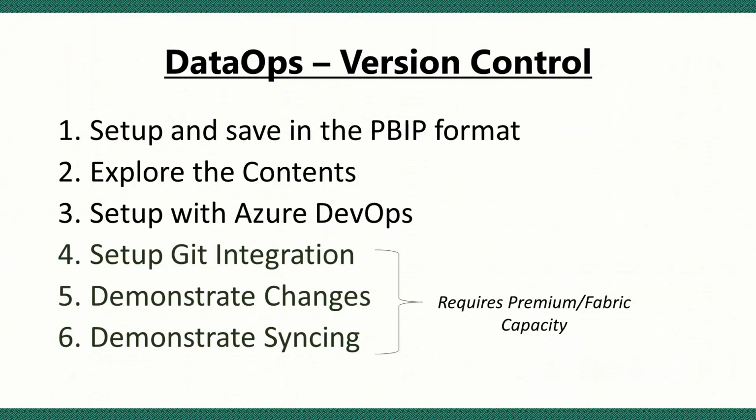All right, so to get started with version control, I'm going to show you how to do that in 6 steps. The first is to set up and save in the new PBIP format. The second is to explore the contents of the PBIP format. We're then going to set up an Azure DevOps project to support the PBIP file. And then we'll set up Git integration in a Fabric workspace, demonstrate those changes to a PBIP file and how those are tracked, and finally demonstrate the syncing to a Fabric workspace. Now keep in mind, in order for steps 4, 5, and 6 to occur, this is going to require a Fabric workspace.